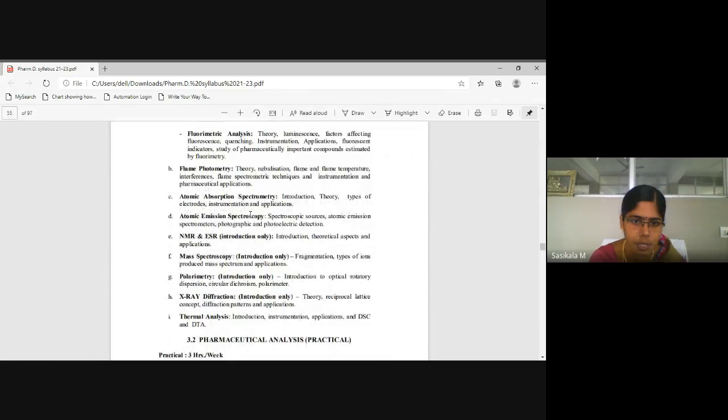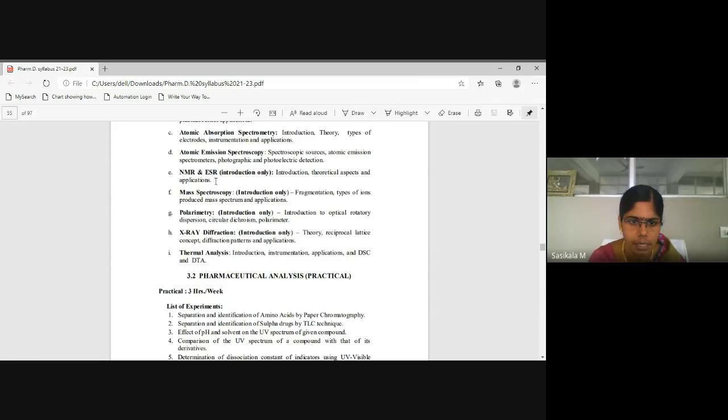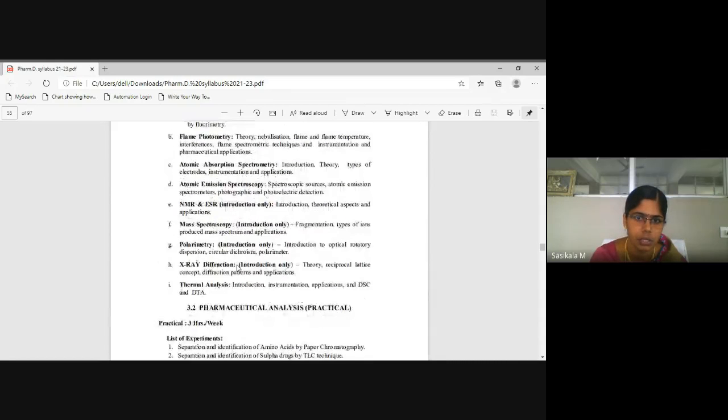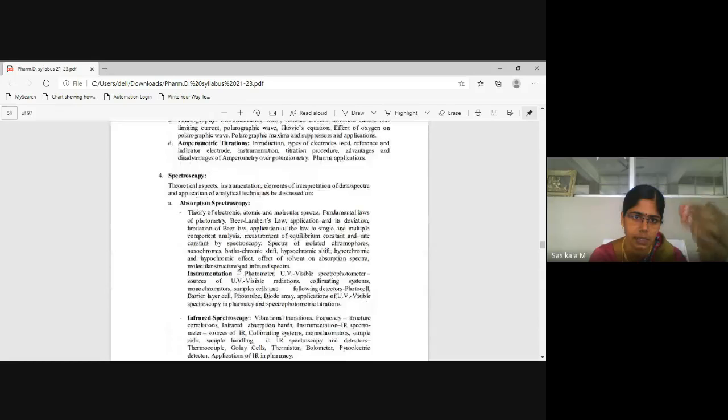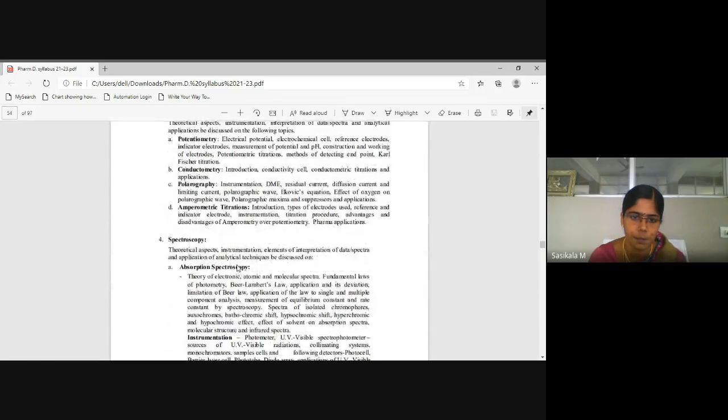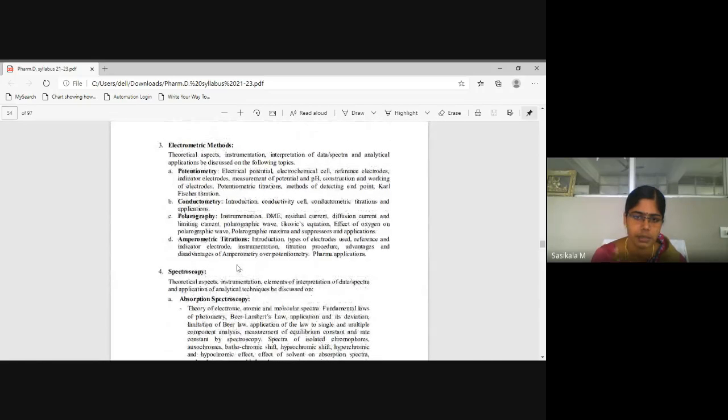Here atomic absorption and atomic emission are given separately. Atomic emission and flame emission are both similar only, but here it is given as a separate topic. Okay. Then NMR and ESR, structural elucidation spectroscopy, mass, polarimetry, XRD, thermal analysis. In this, DSC and DTA you are going to learn. These are all the topics you are going to learn. If we go one by one as per the syllabus, it will be confusing, so your syllabus is changed according to the concepts we require.